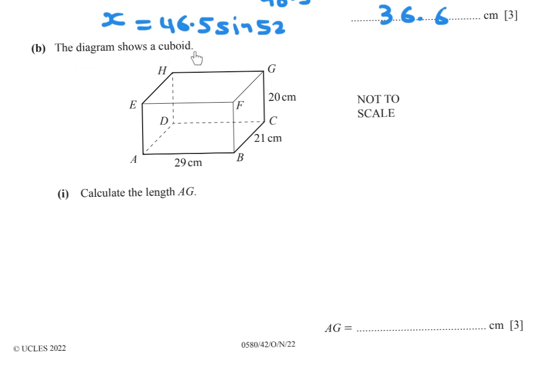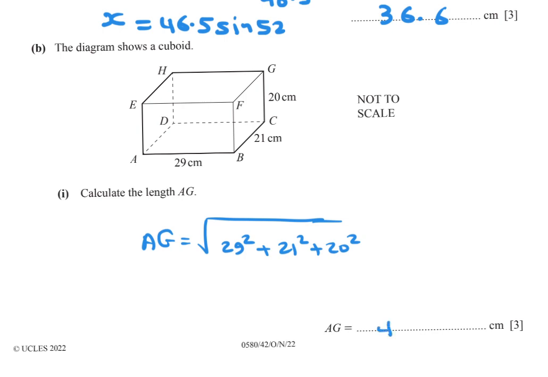The diagram shows a cuboid. Calculate the length of AG. AG is the diagonal of the cuboid. To find the diagonal of the cuboid, square root of length squared plus width squared plus height squared equals 41.0 to 3 significant figures, or 41 centimeters.